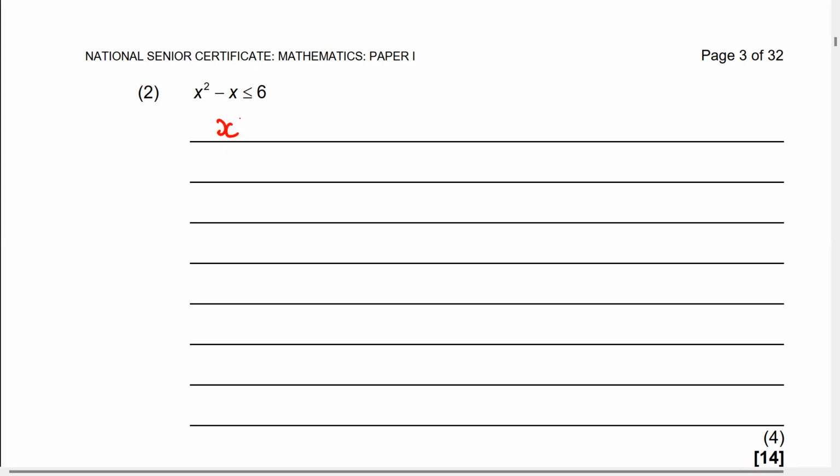To solve this one, first things first, we need to write x squared minus x minus 6, which is less or equal to 0. And then you need to factorize this here. The factors of x squared are x and x. The factors of 6 are actually 3 and 2, whose difference is minus 1. But because the middle term is negative, we need to associate a negative with the largest of the terms. And then now we can note the critical values.